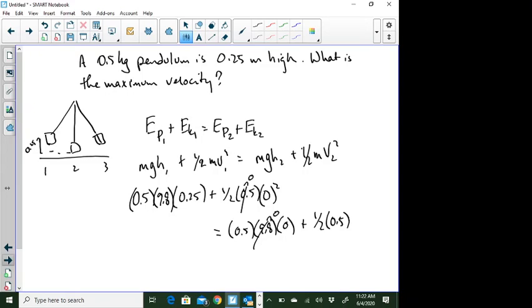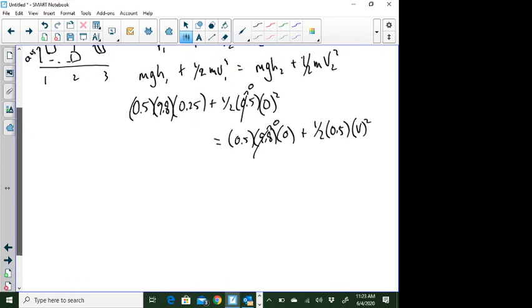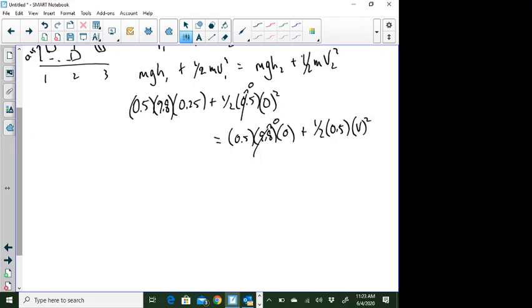And then, does it have velocity at this point here? Speed. Is it moving at this point here? Yeah, because it's swinging through. And that's where its maximum velocity is going to be. So that's what we're going to try and find. Is this making a little bit of sense? So this part goes to 0. This part goes to 0. So I'm going to rewrite this equation, but I'm just going to get rid of those because they're 0.